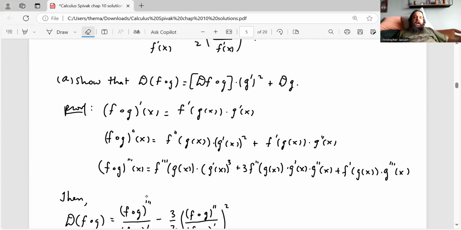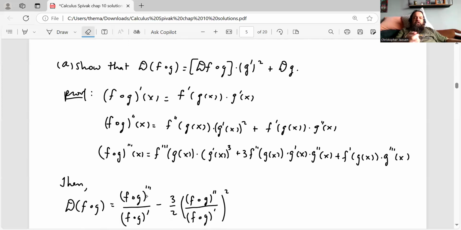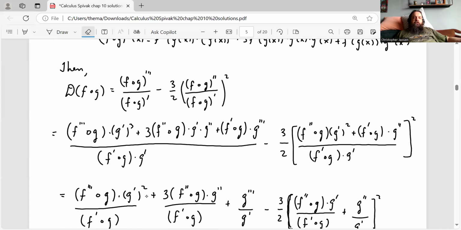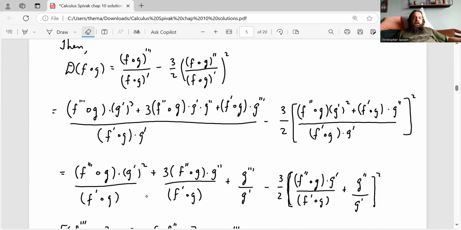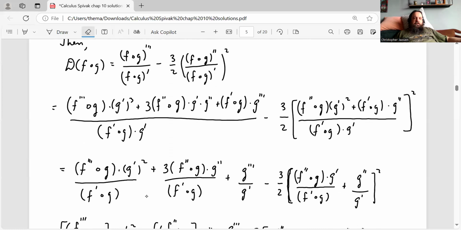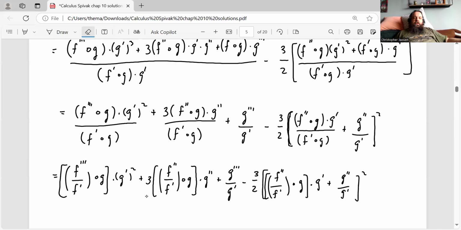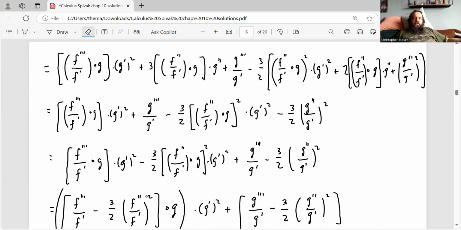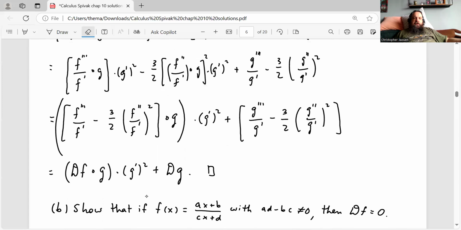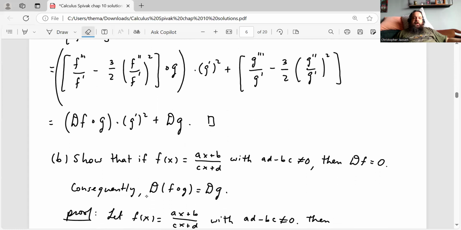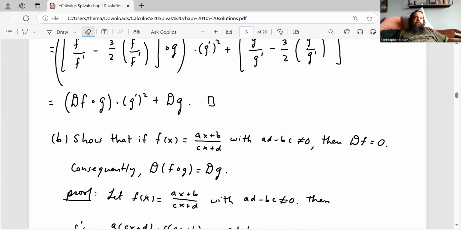So here, I won't read through a bunch of lines of differentiation and algebra. You can pause your screen if you want to see it. But first thing I did was I found the first derivative of f composed with g, then second, and then third derivative, and then I just plugged it into the formula on the right-hand side, which, when you work everything out, ends up giving you what you want. So again, you can pause your screen if you want to see when you simplify everything at the end, you end up with the formula.